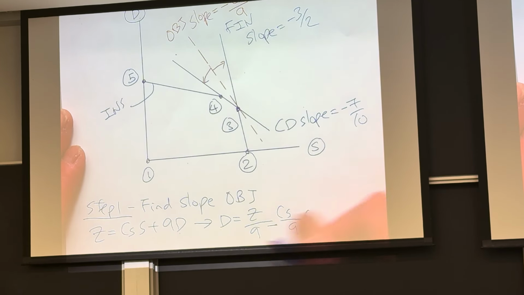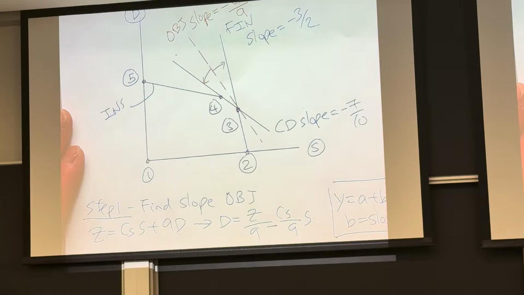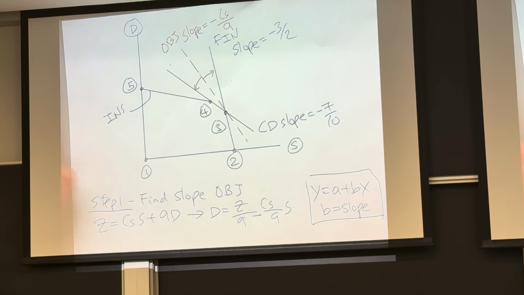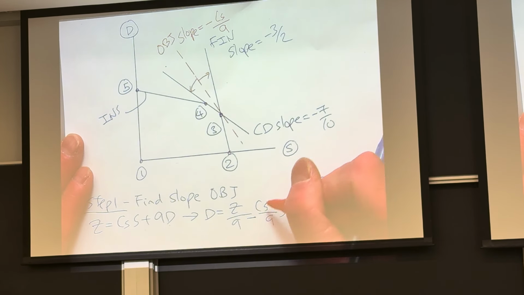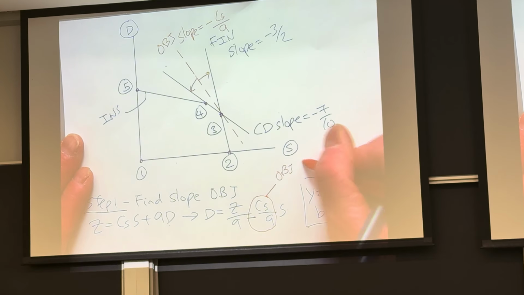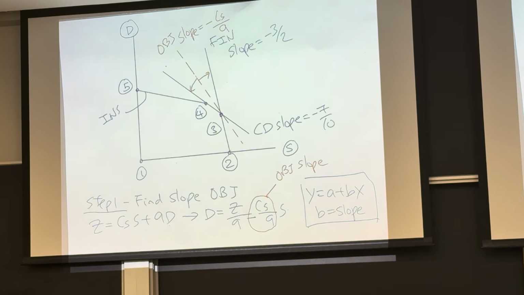So this has the form of equation y is a plus bx. Here y is d, and x is s. And so b would be the slope of the line. Using that, we can see the slope of the objective is this distance, and that's how I got over here minus CS over 9.